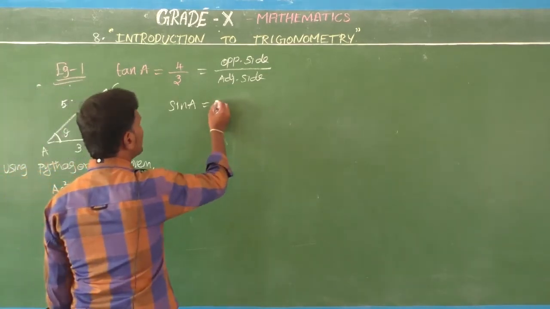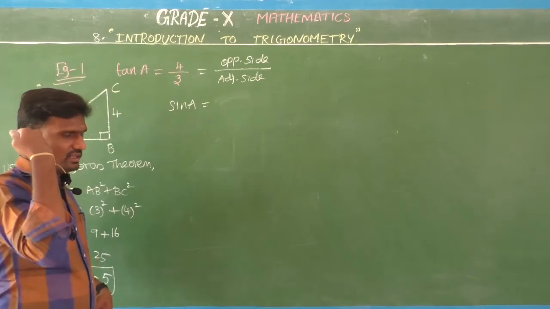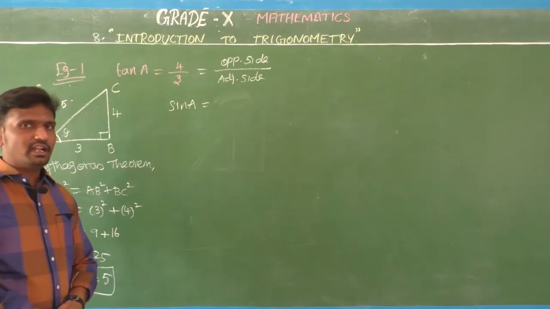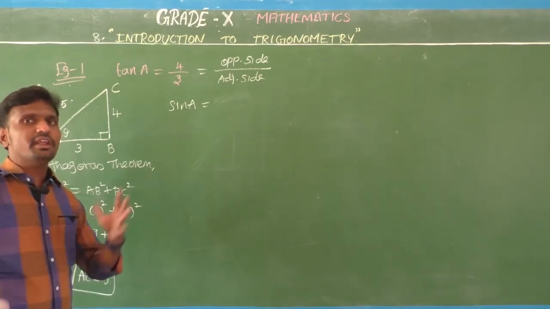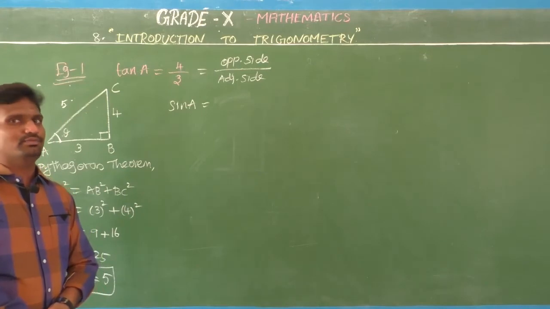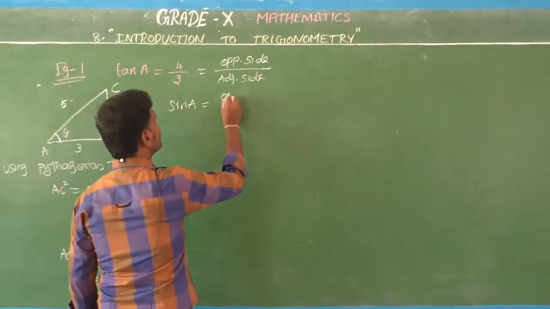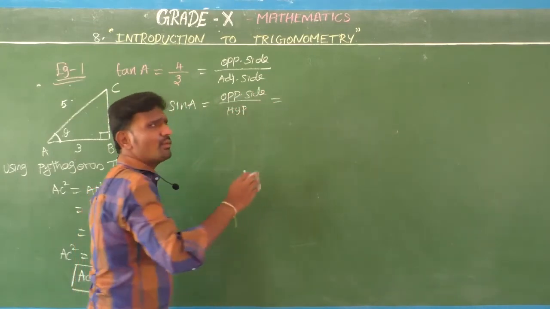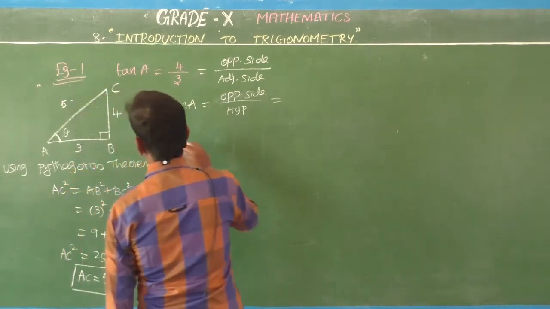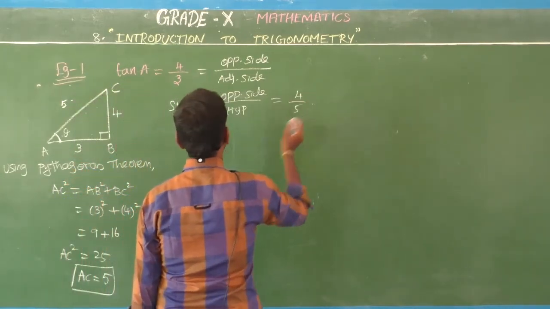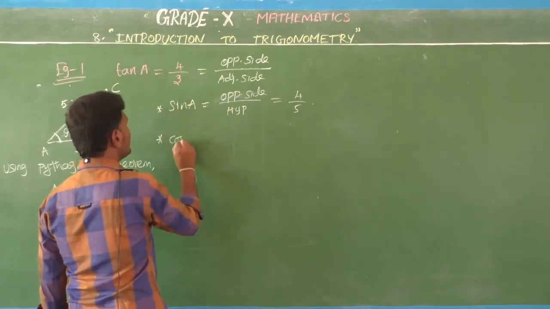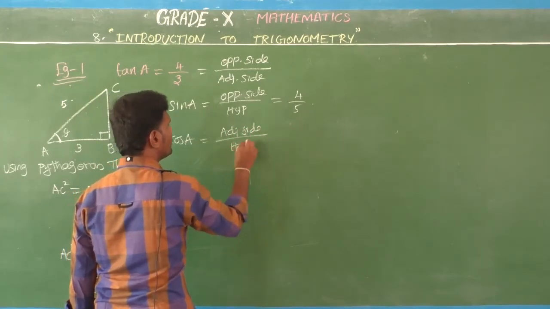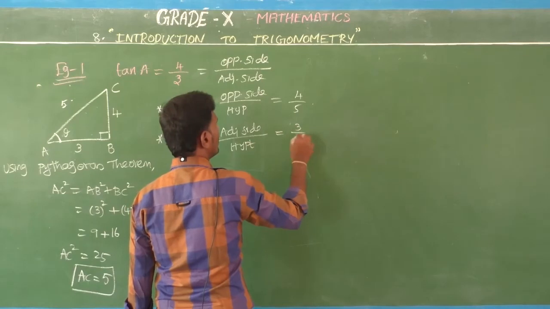So sine A means, initially you have to use that opposite side, hypotenuse, adjacent side like that. The formula, in this concept, it will go inside your brain. So sine A is equal to opposite side by hypotenuse. Write the short form, it's not a problem. Opposite side, OPP side. Opposite side is 4, so 4 by 5. And next, cos A is equal to adjacent side divided by hypotenuse, which is equal to 3 by 5.